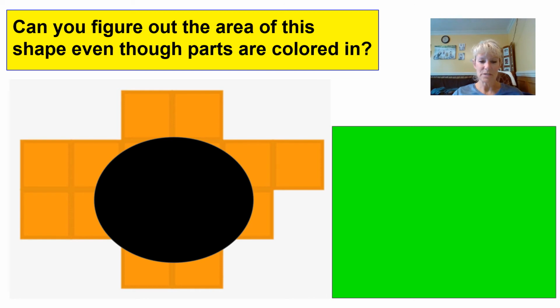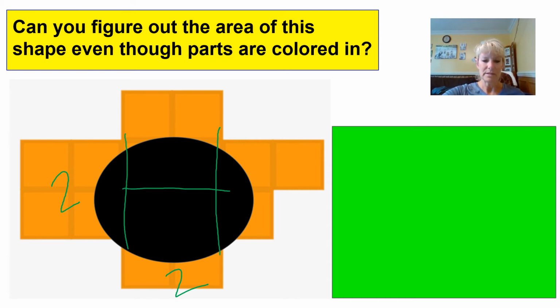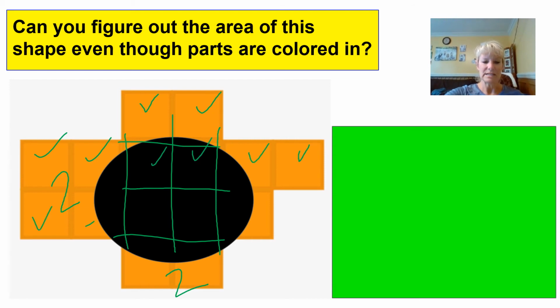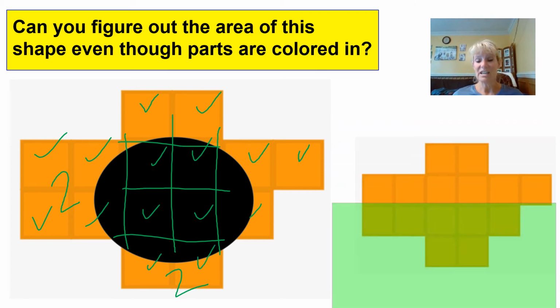All right, what about this one? Do you notice that there's 2 over here, and there's 2 down here? So that means what I'm missing in the middle is going to be that 2. So I'm going to go ahead. 1, 2, 3, 4, 5, 6, 7, 8, 9, 10, 11, 12, 13, 14, 15. 15 square units. I hope you got that one.